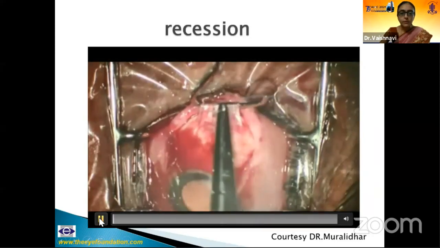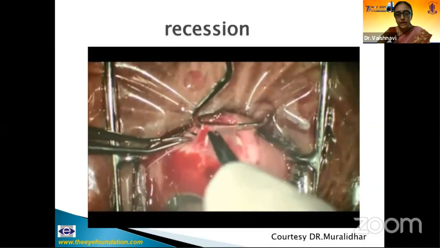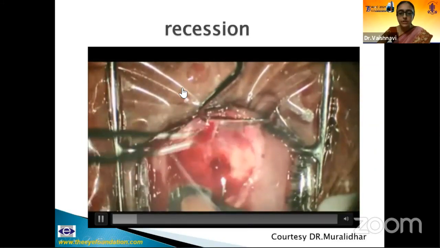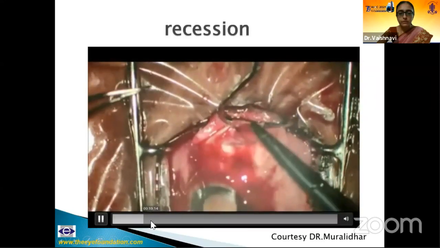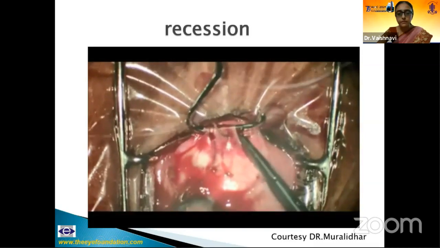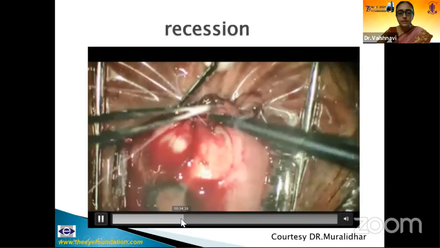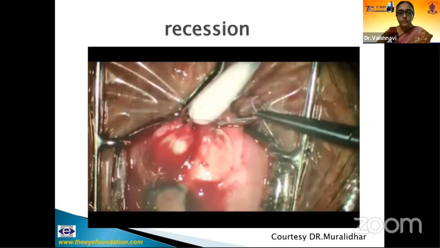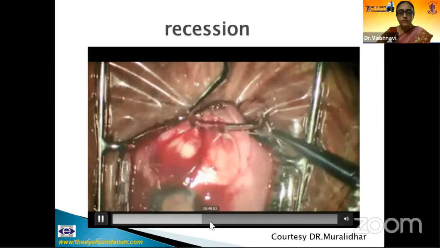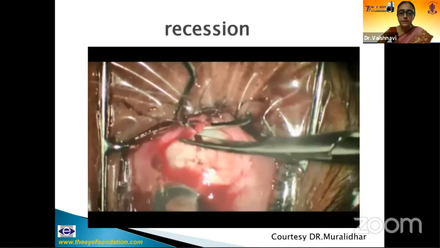Coming to the recession, after you hook the muscle, interlocking loops of 6/0 Vicryl needles are passed and the knot is secured at the ends of the muscle insertion. This is done on the opposite side with the reverse suture. Then the muscle is carefully cut with the tenotomy scissors, leaving a stump of around 0.5 millimeters.